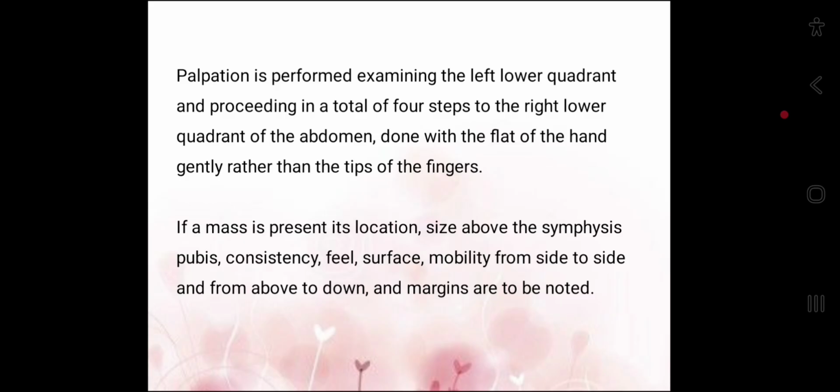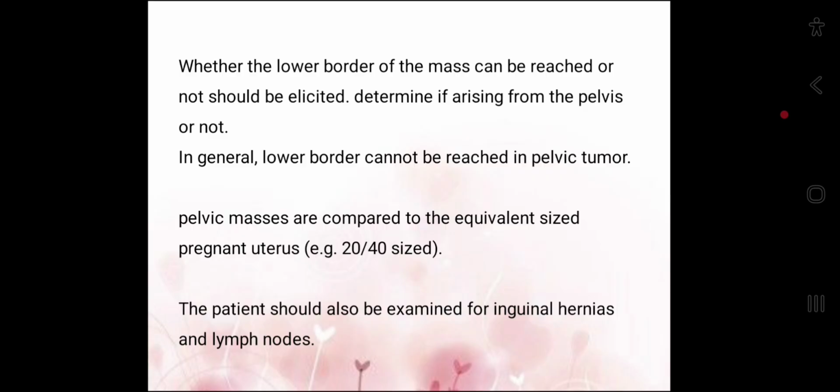If there is an abdominal mass, describe its location, size in centimeters, consistency, mobility, and its surface. To differentiate between pelvic or abdominal mass, examine for the lower border of the mass, whether it is reachable or not. In general, the lower border cannot be reached in pelvic tumors.